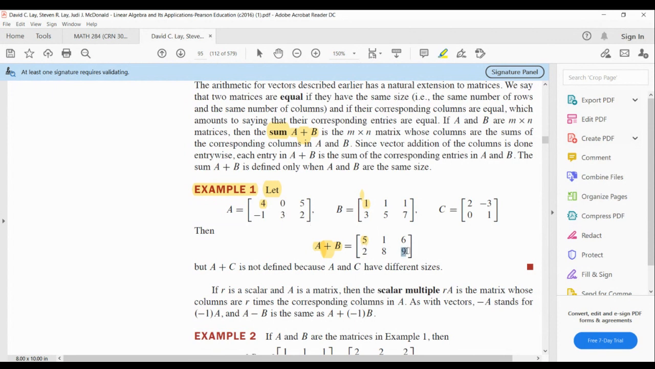Okay. Let's look at this number 9 here. Well, 9 is in the second row, third column. So if we take the 2 and the 7, which are in the second row, third column of A and B, we add them and we get 9. Okay. Are there any questions on this?